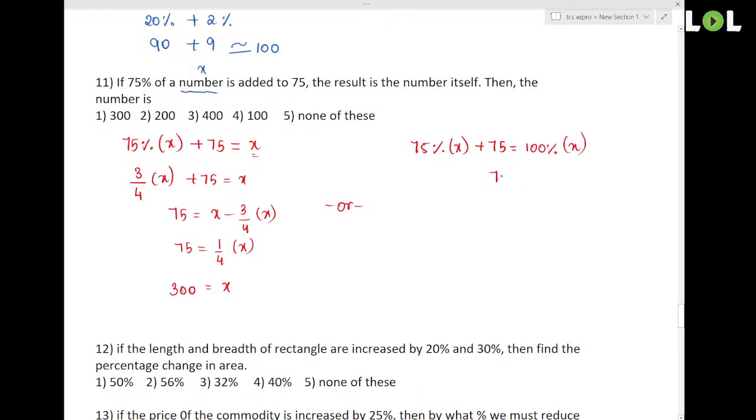What do I get? 75 is equal to, this 75% comes to the right side. So that becomes 25% of x. What do I mean by 25%? 1/4 of x. So if I multiply this, what do I get? 75 into 4 is 300. Much simpler way, much simpler way.